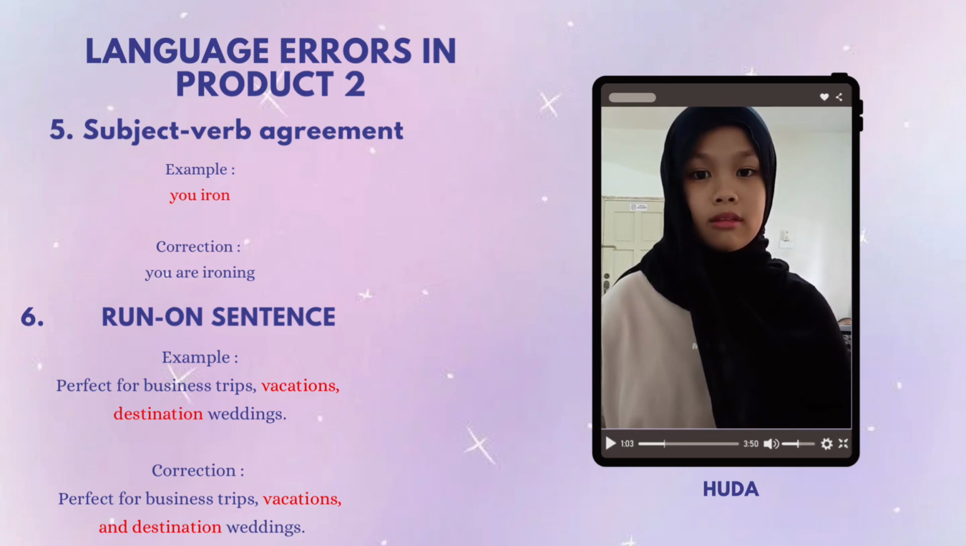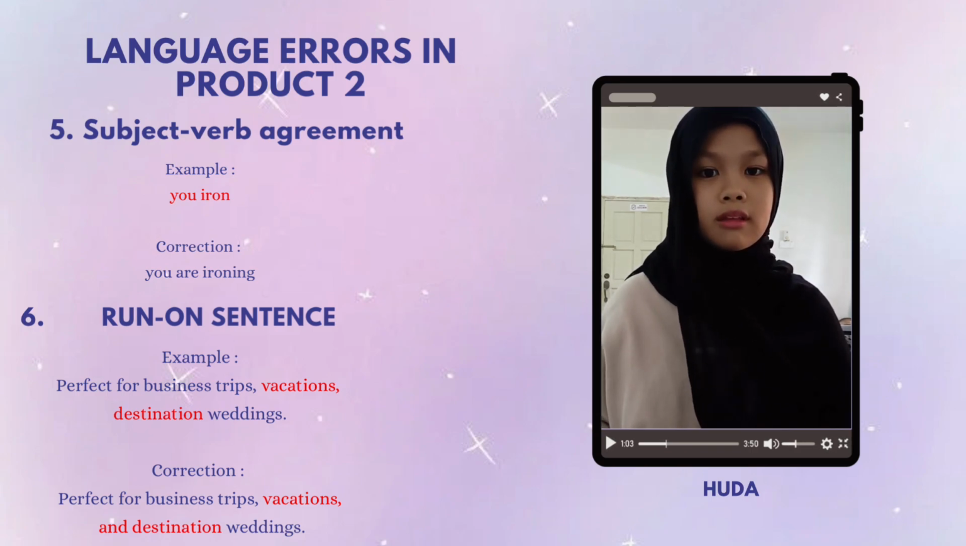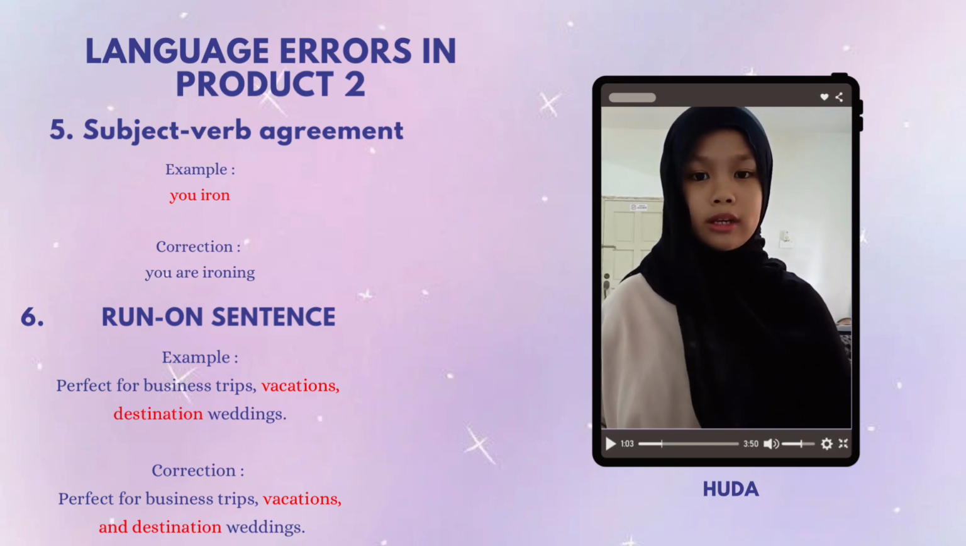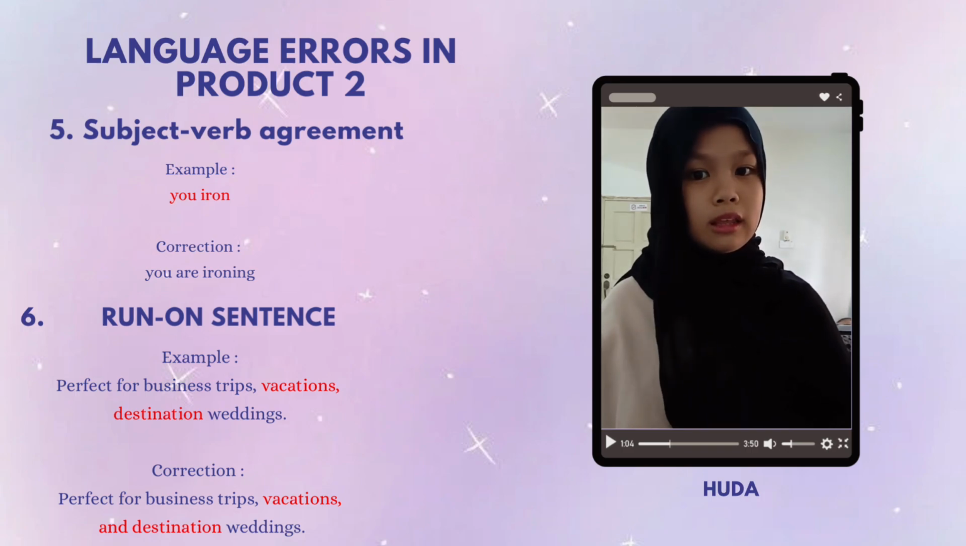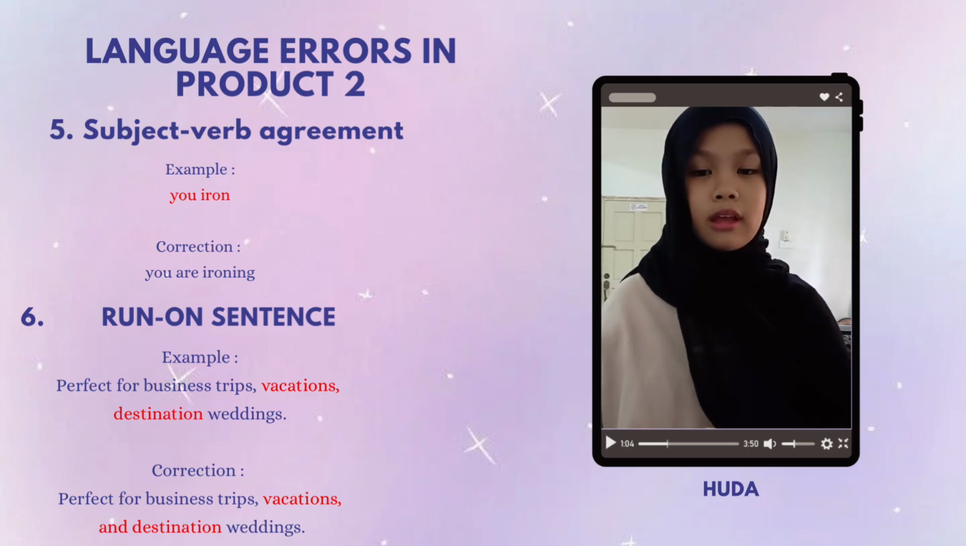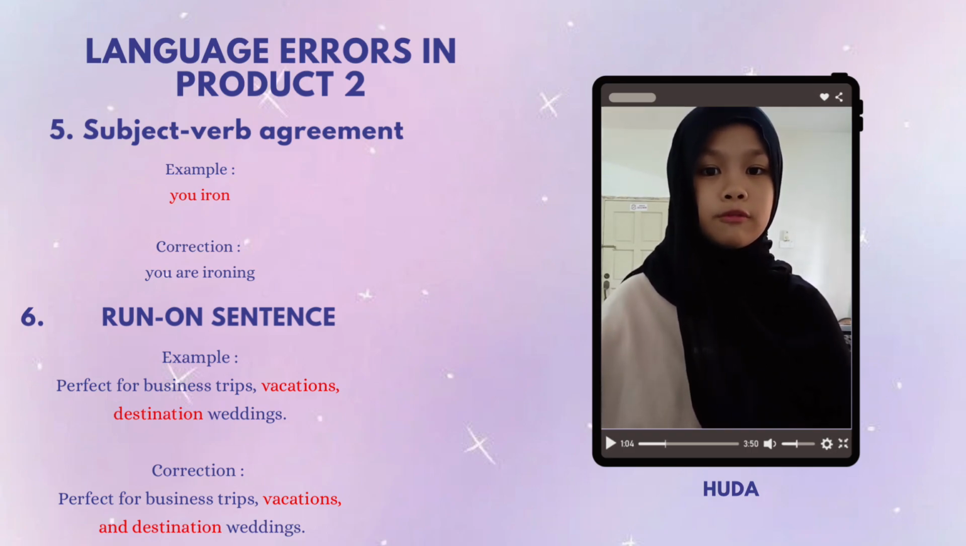The last one is a run-on sentence. The example is "perfect for business trip, vacation, destination wedding," and the correction is "perfect for business trip, vacation, and destination wedding." This error occurs because several ideas are being listed without a proper connector. The absence of a coordinating conjunction makes the sentence feel incomplete. So adding the word "and" is necessary to improve the sentence flow.